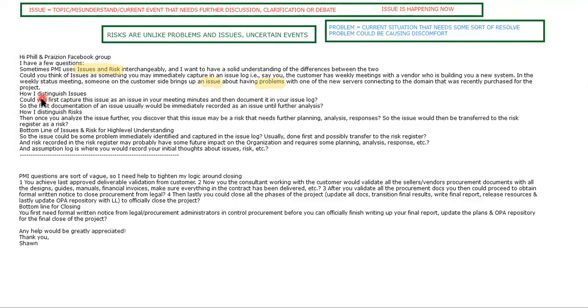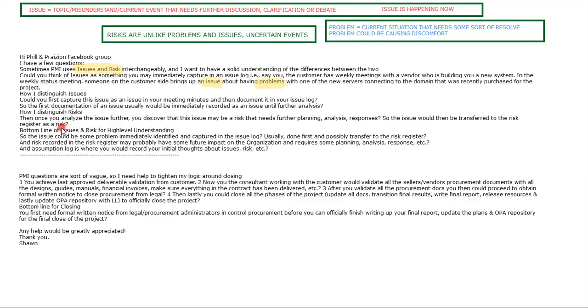So this is how you distinguish issues. You first capture the issue as an issue in your meeting minutes and then document it in your issue log. So the first documentation of an issue would immediately be recorded as an issue until further analysis. It could be. Or you might suddenly come upon an issue, and the sensible thing to do in direct and manage project work, as you're directing and managing the project work, you're going to come across an issue. And yes, you should document that issue.